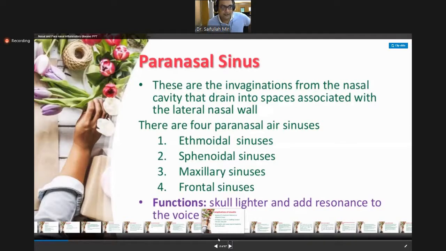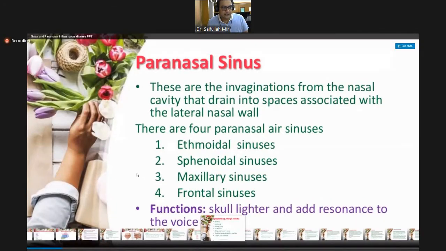So there are 4 sinuses: ethmoids, sphenoids, frontal, and maxillary. See, they're written here. They make the skull lighter and add resonance to the voice. So the frontal sinus is in the frontal bone. It opens via the frontonasal duct into the nasal cavity. This is the maxillary sinus, which opens via the maxillary infundibulum into the middle meatus. All of them basically open here.